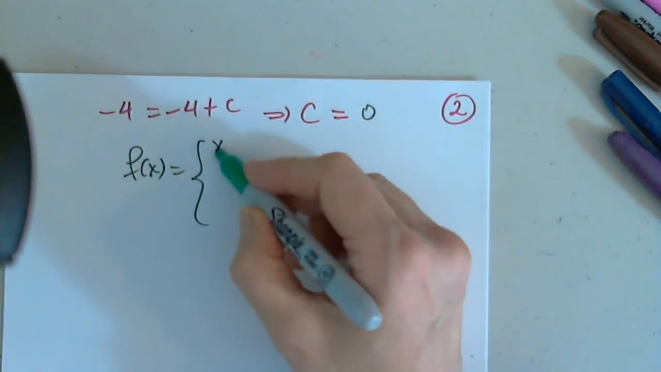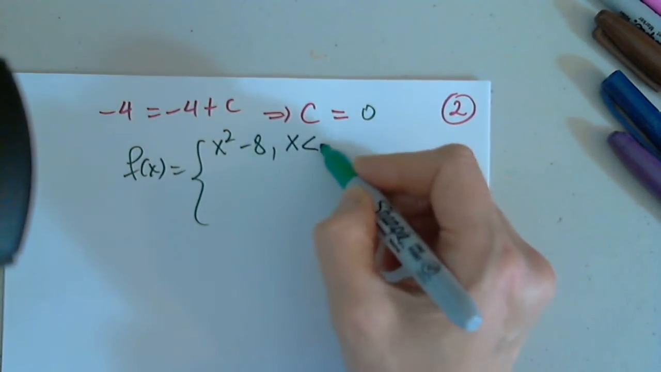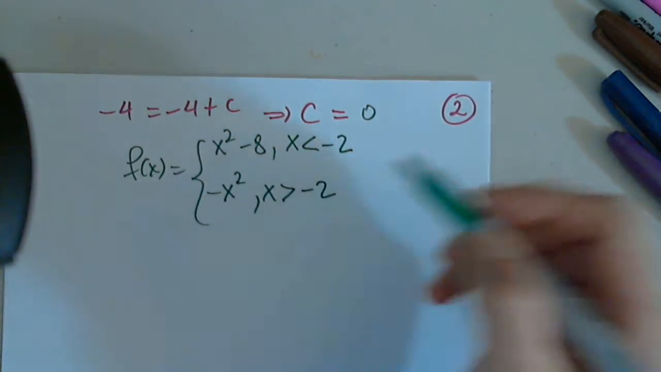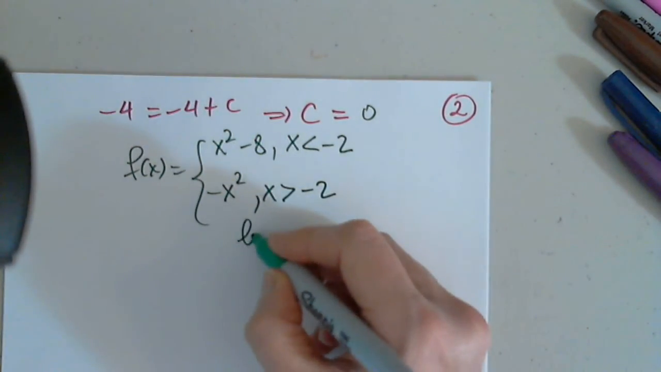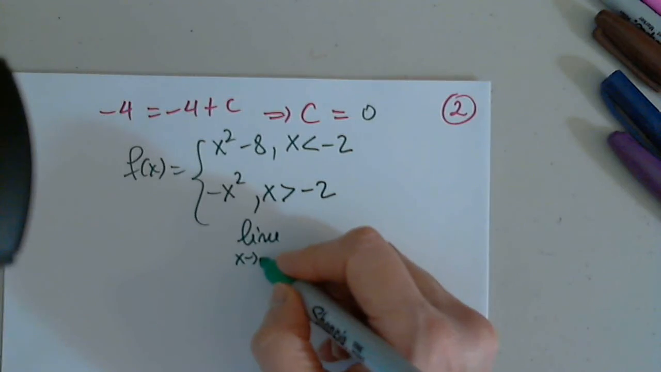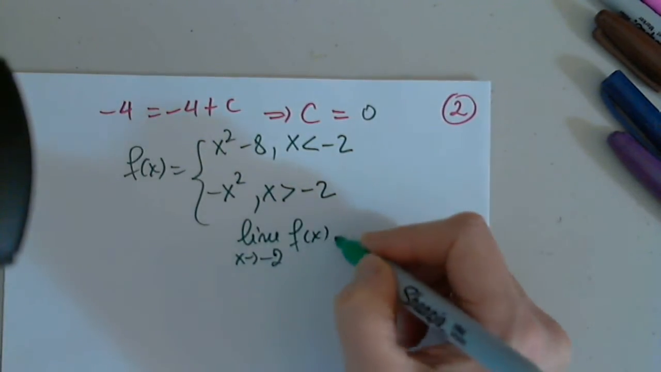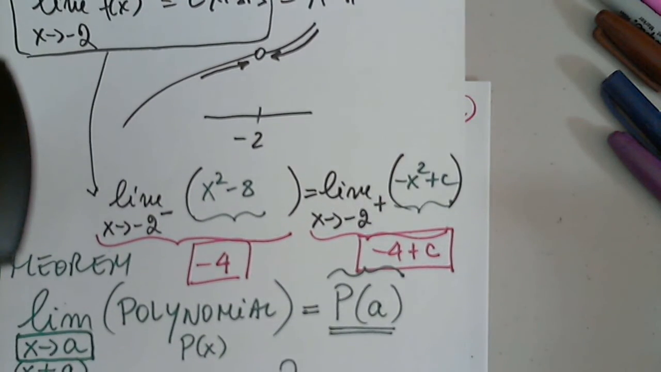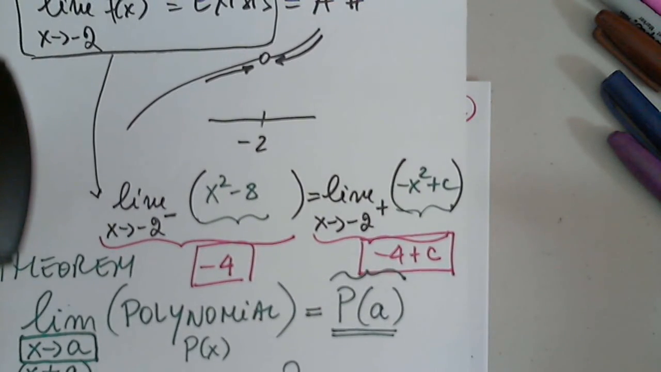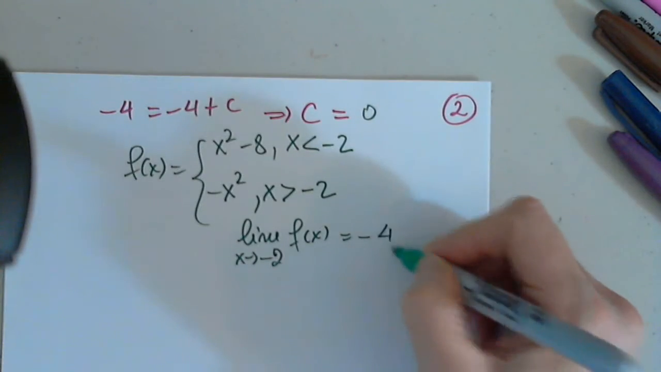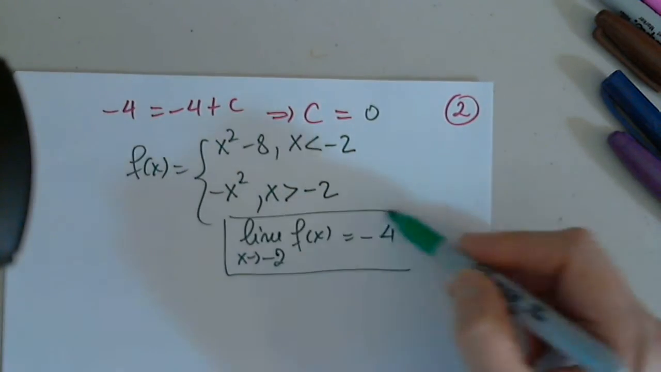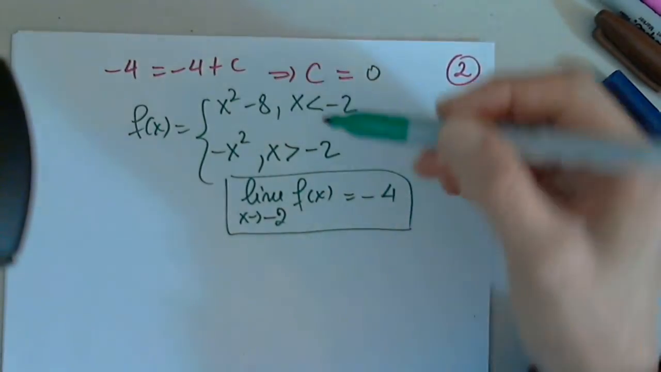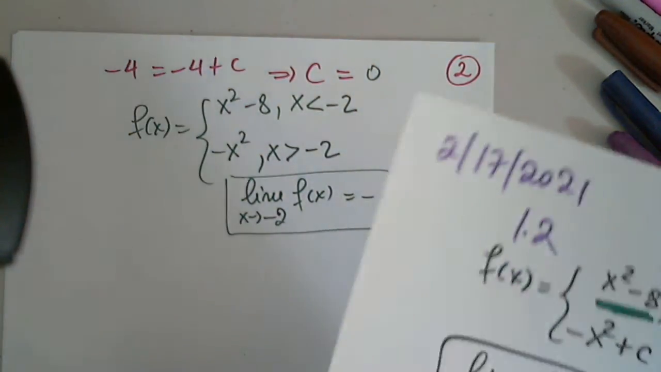So now I have to write the whole function again. And here it is: x squared minus 8 for x less than negative 2, and negative x squared for x greater than negative 2. Definitely, the limit as x approaches negative 2 of f of x. Can anyone tell us how much it equals? Negative 4. Thank you very much. Great job. So we made the limit exist by determining c.